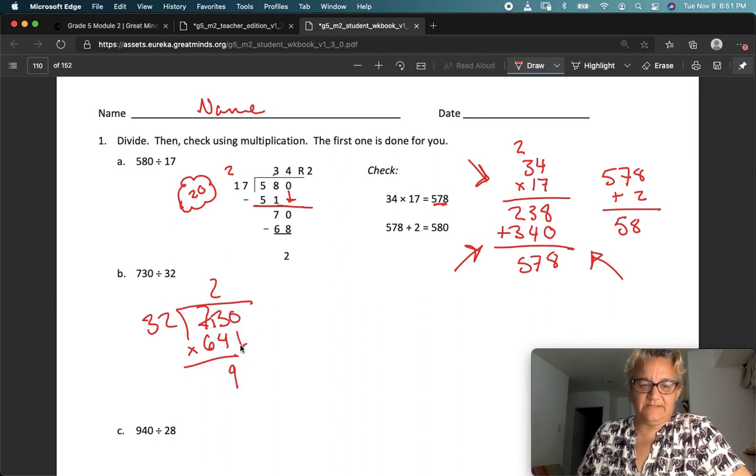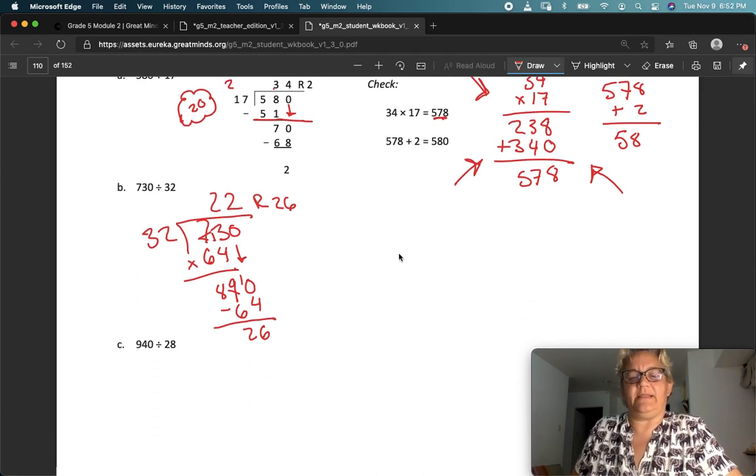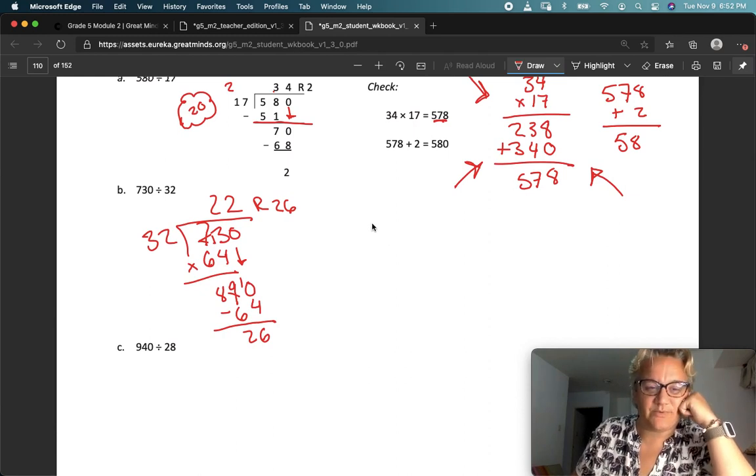Okay, and then I'm going to bring down the 0. Well, 30 would go into 93 times, but this is 32, so I think we're going to have to stick with 2 times. 2 times 2 is 4. 2 times 3 is 6. And then we have 26 as our remainder. And as long as the remainder is smaller than the divisor, we are doing good. Okay, let's check our work. Remember, to check our work, we have to multiply the divisor times the quotient. Oops.